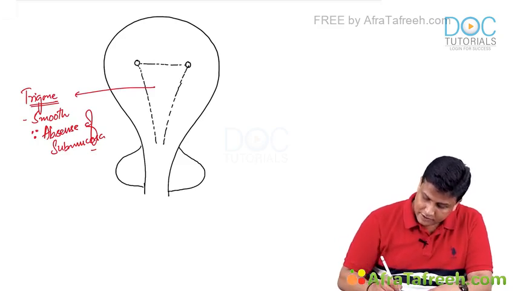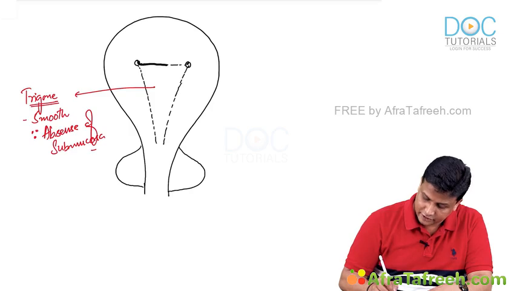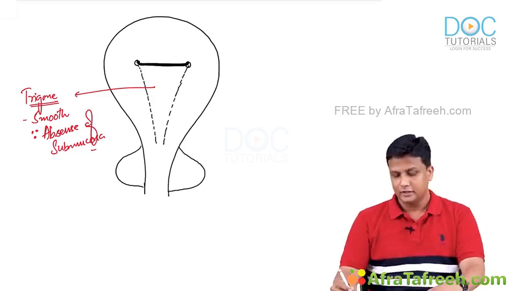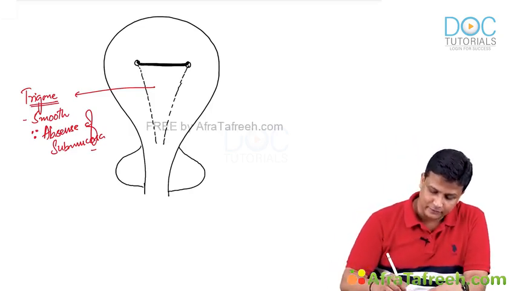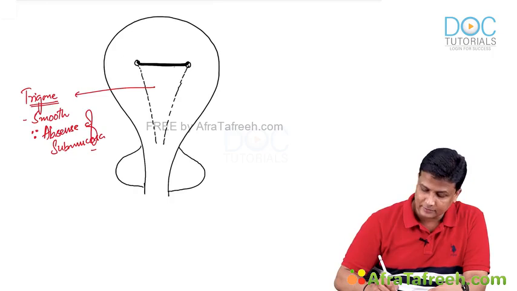Those muscles which are moving ahead are going to form a muscular ridge here, an elevation. That muscular ridge between the two ureters over here is actually referred to as the interureteric ridge.